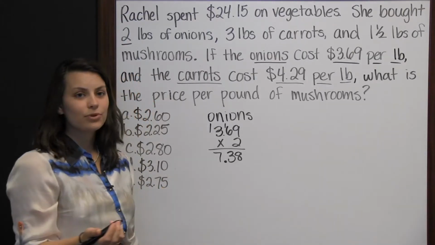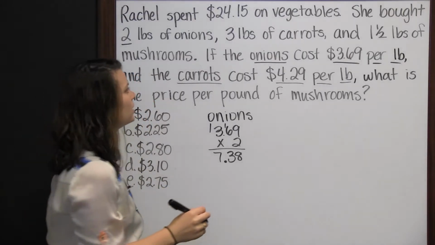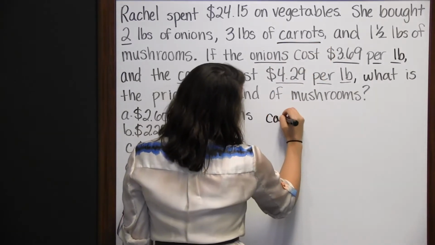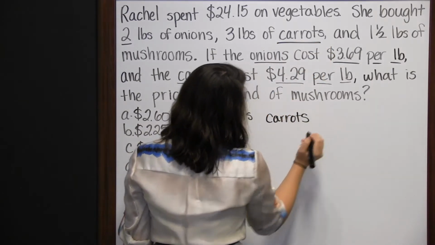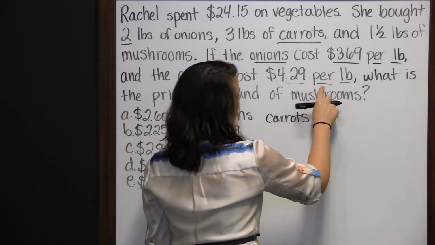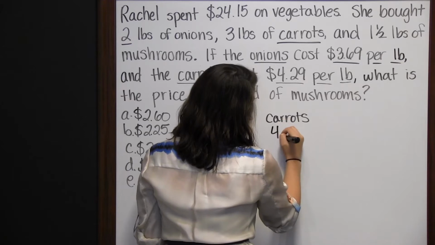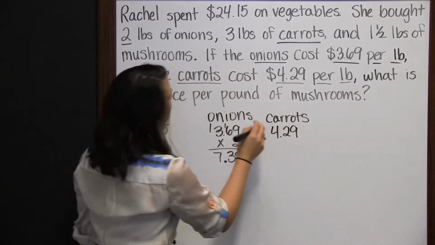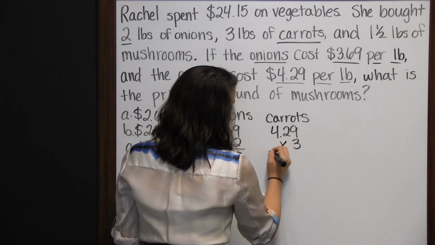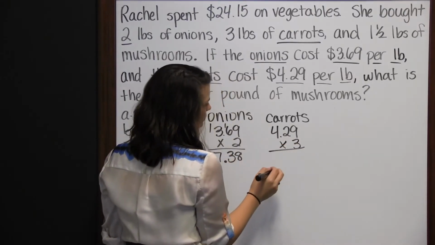We're going to do something similar to find the total amount of money spent on carrots. So next we'll deal with our carrots. The carrots were $4.29 per pound, so 4.29 times 3, since she bought 3 pounds of carrots.